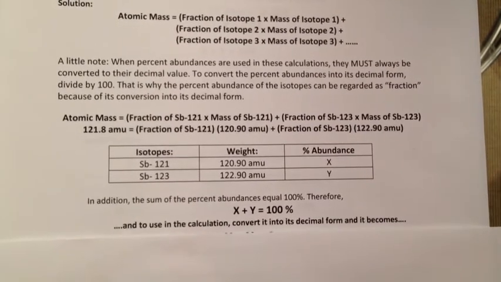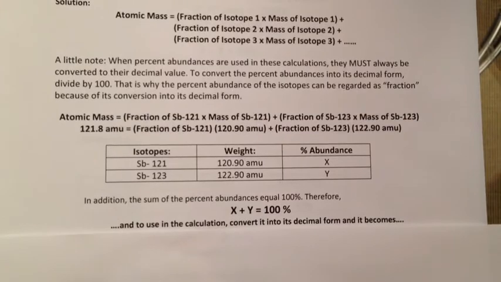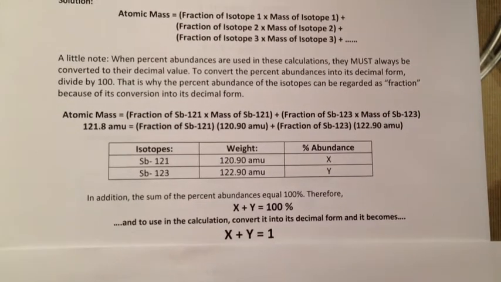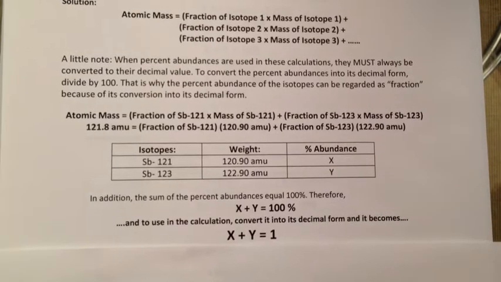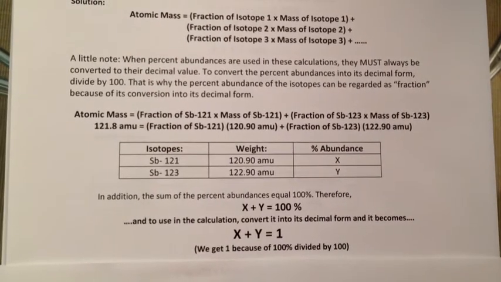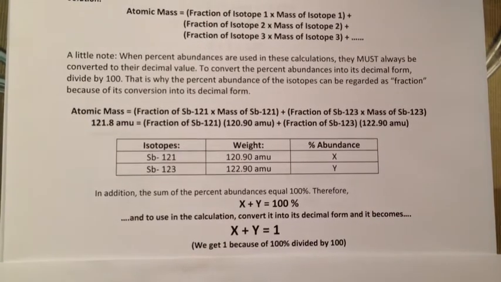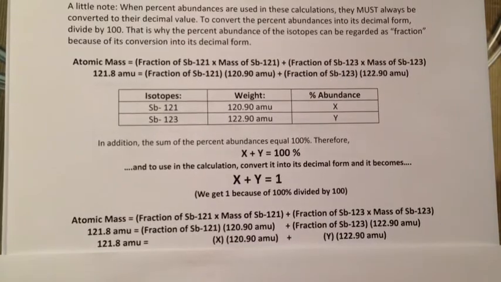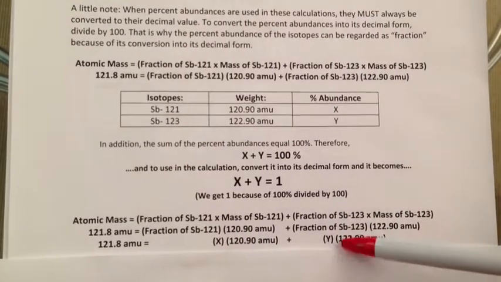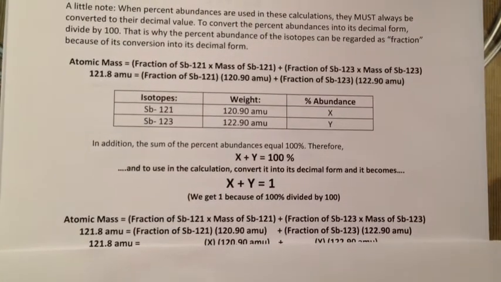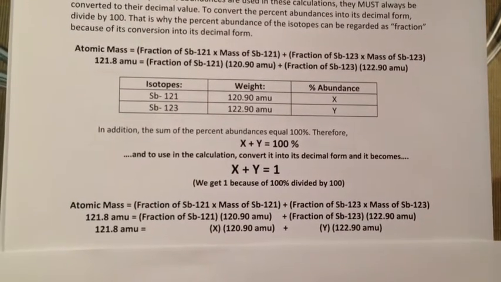Therefore, to use in the calculation, we have to convert it into its decimal form, and it becomes X plus Y equals 1. We get 1 because of 100% divided by 100. Now, plugging it all into the equation, we have X and Y in its right place to represent the percent abundances of the isotopes.